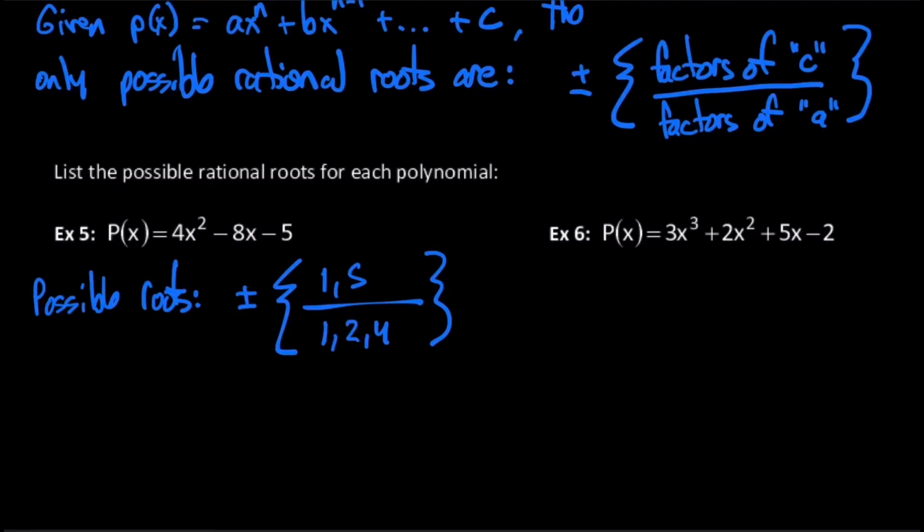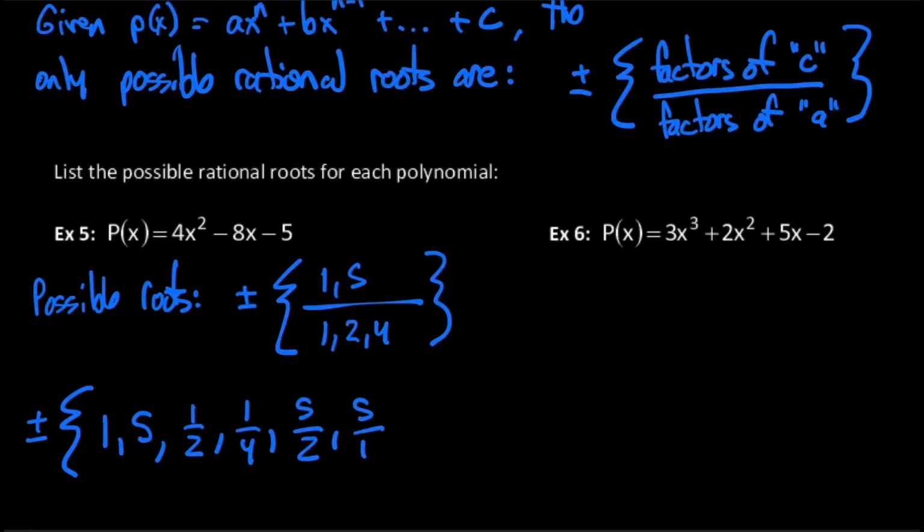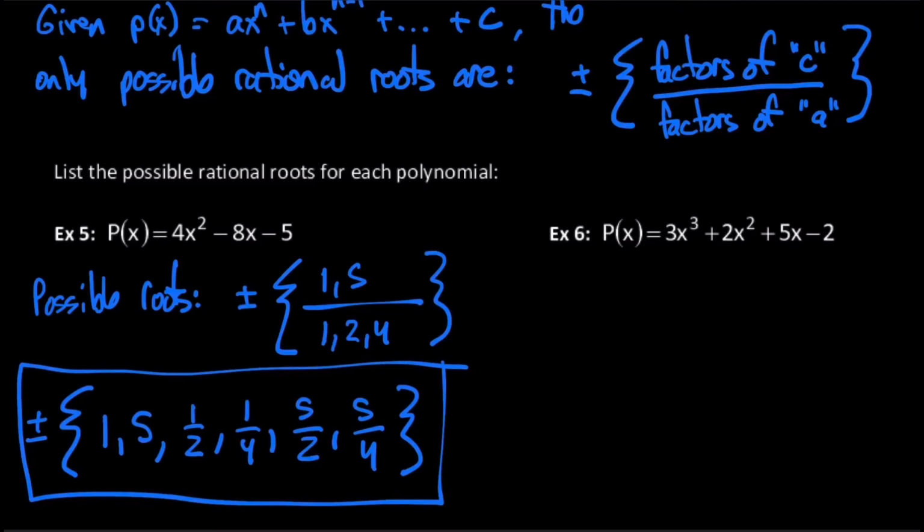I want to actually list the roots. So I'm going to have plus or minus 1, comma, 5, comma. Now we create fractions. Well, we already did 1 over 1, and we already did 5 over 1. Now I'm going to do 1 over 2, 1 over 4, 5 over 2, and 5 over 4. And that's where these others come from. 1/2, 1/4, 5 halves, and 5/4. These are all the possible rational roots.